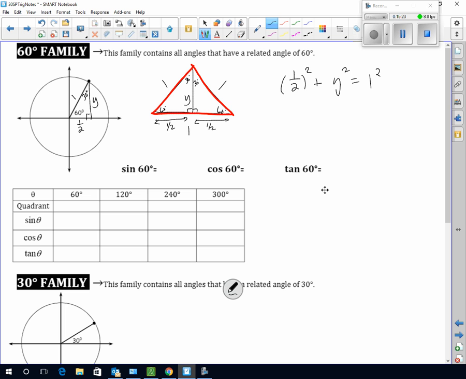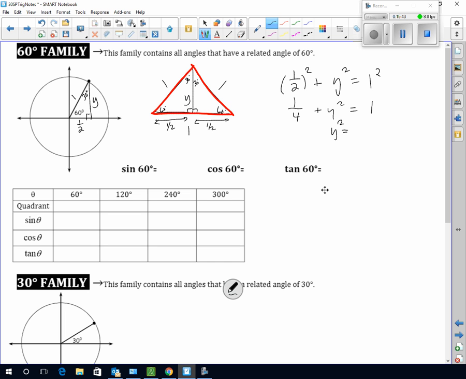So I do the algebra. I'm going to move the 1/4 over. What's 1 subtract 1/4? If I have $1 and I take away a quarter, 75 cents. So what is that as a fraction? 3/4. Thank you. And then I'm going to square root that.